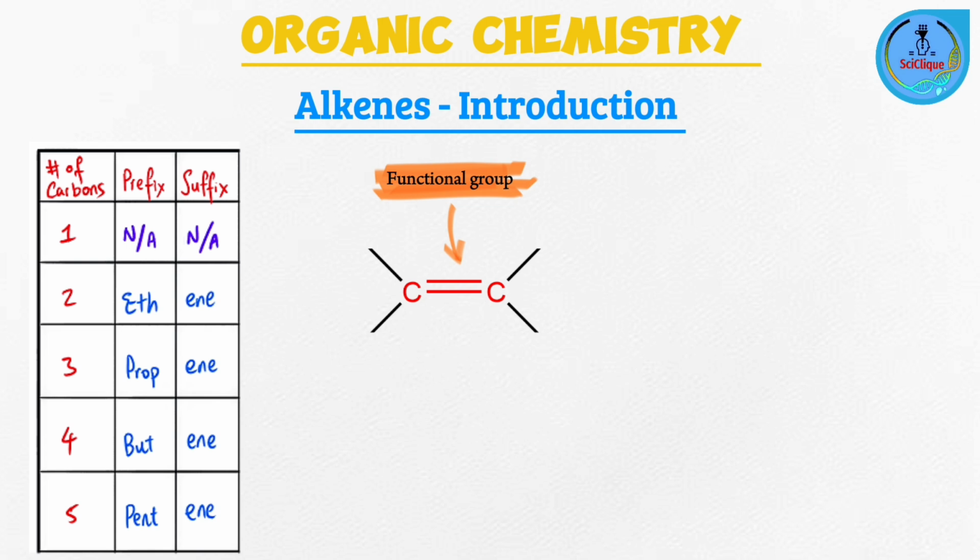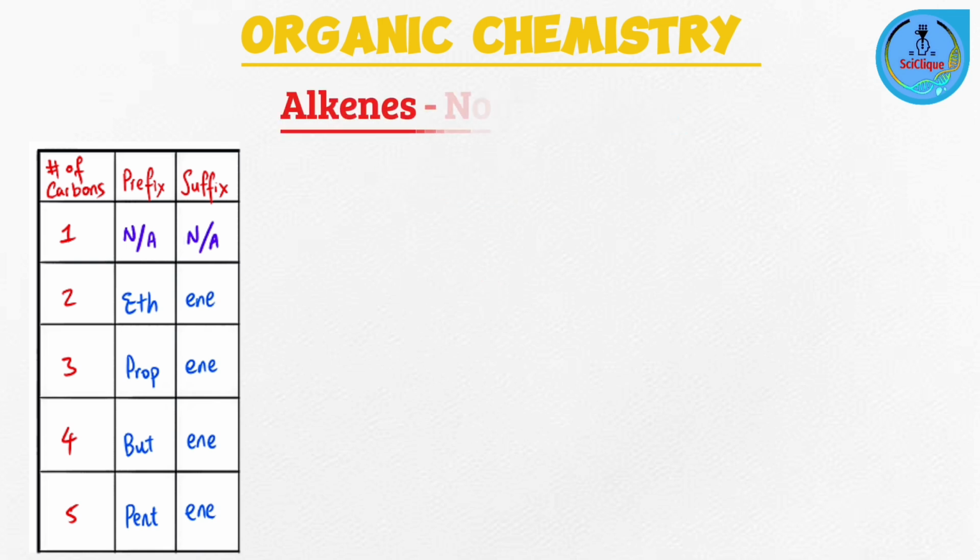Okay, we are done with our introduction. Let us move on to the next, nomenclature. Now, when it comes to nomenclature, we are talking about naming of alkenes. So the naming of alkenes follows a similar manner to that of alkanes, except in this case, we are going to replace the suffix "ane" with "ene".